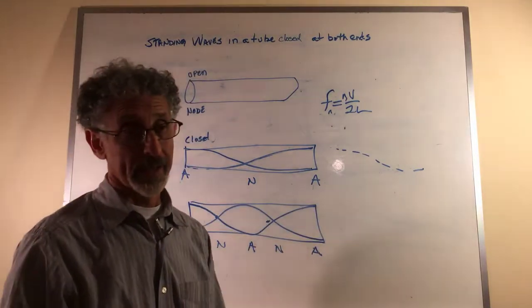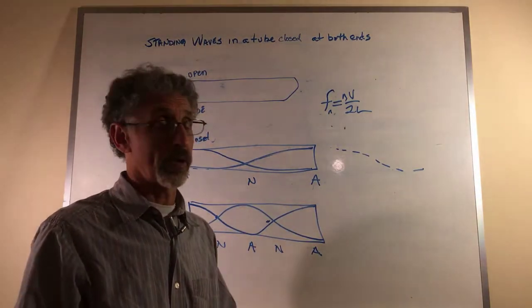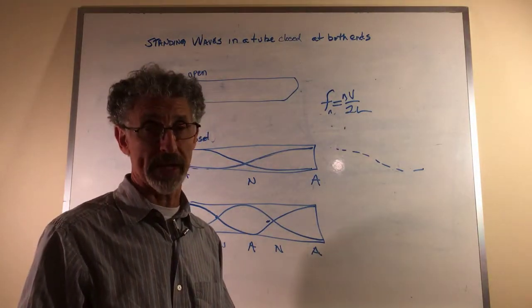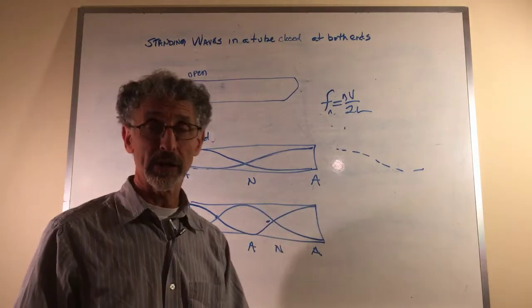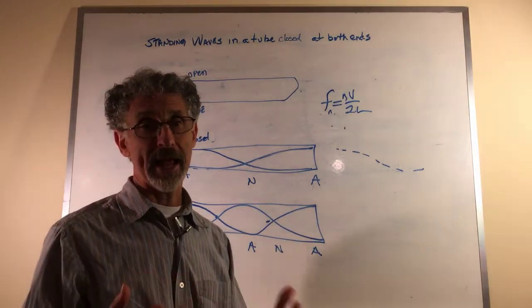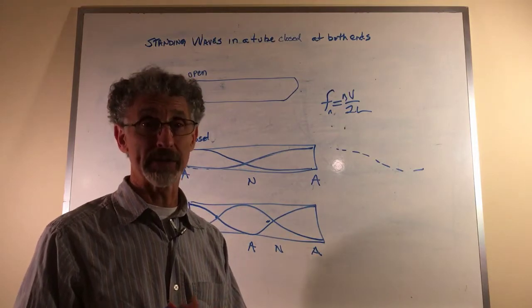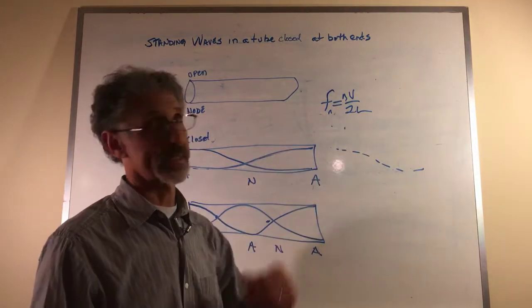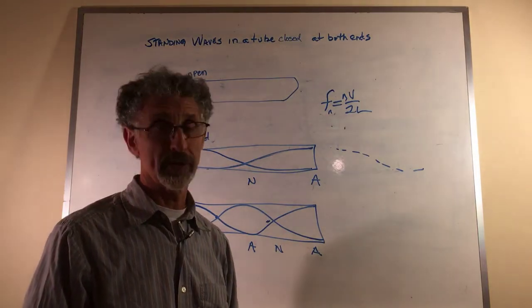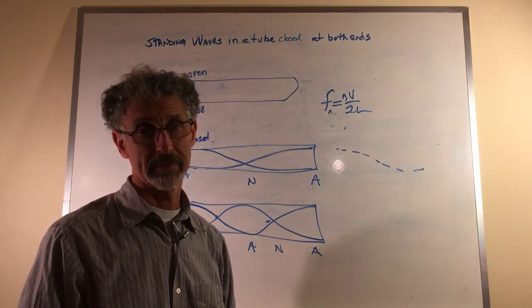Now, two things here. First of all, we had to have end correction for a tube open at both ends. When it's closed at both ends, we don't have the air at both ends, and then we don't have to use end correction. So this ends up being the formula that we can use for a tube closed at both ends.